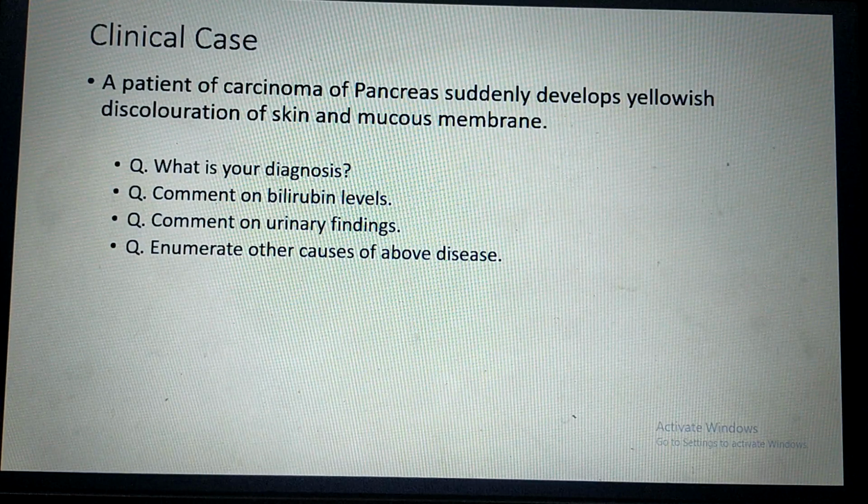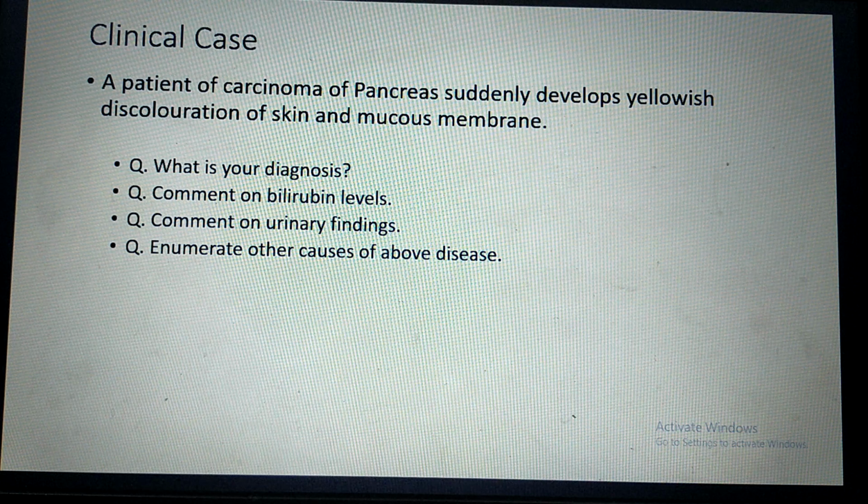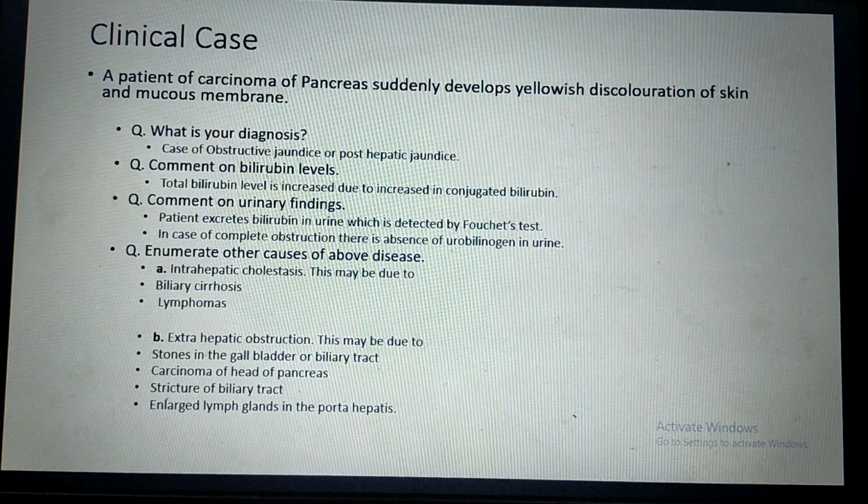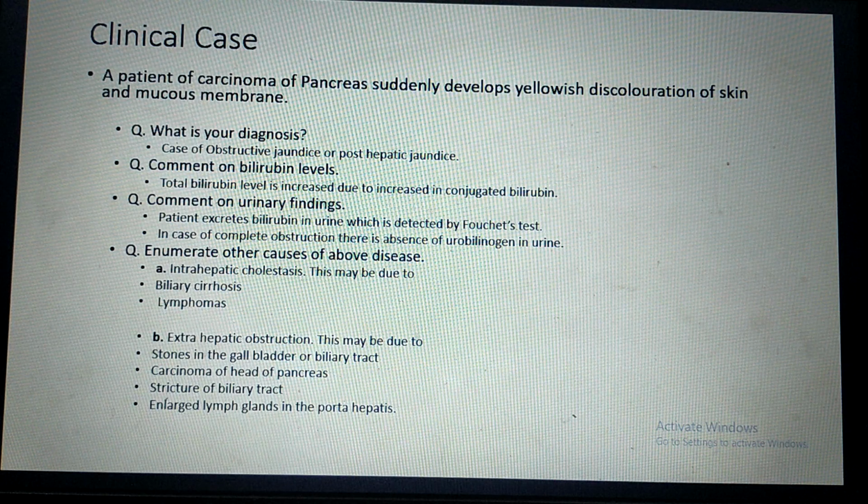A patient of carcinoma of pancreas suddenly develops yellowish discoloration of skin and mucous membrane. What is your diagnosis? Comment on bilirubin level, comment on urinary findings, enumerate the other causes of the above disease. These are the answers. Diagnosis is obstructive jaundice, also called post-hepatic jaundice. Total bilirubin level is increased due to increase in conjugated bilirubin level in the blood.